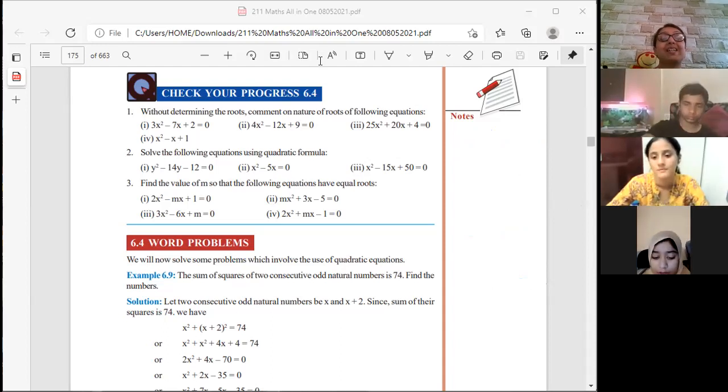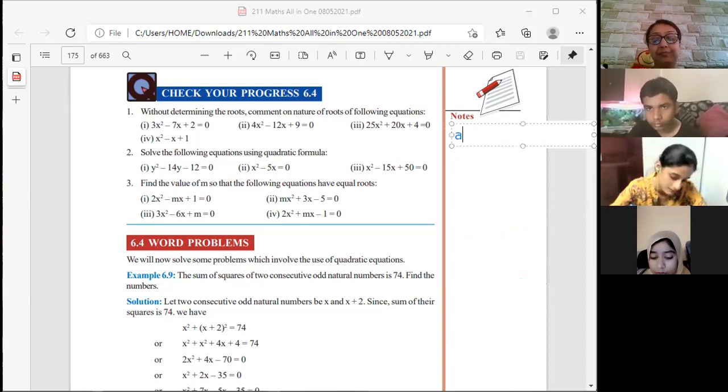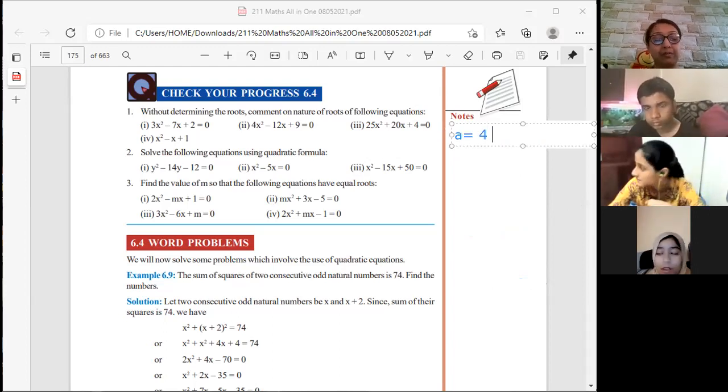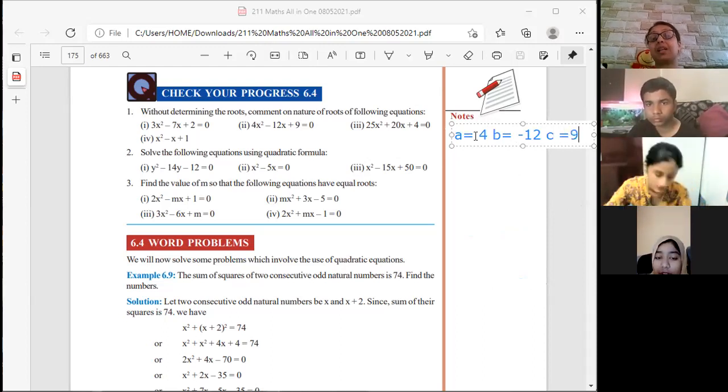Okay. Now look at the second sum. Quickly tell me A, B, and C. A is equal to 4. B is equal to minus 12. C is equal to 9. Correct?